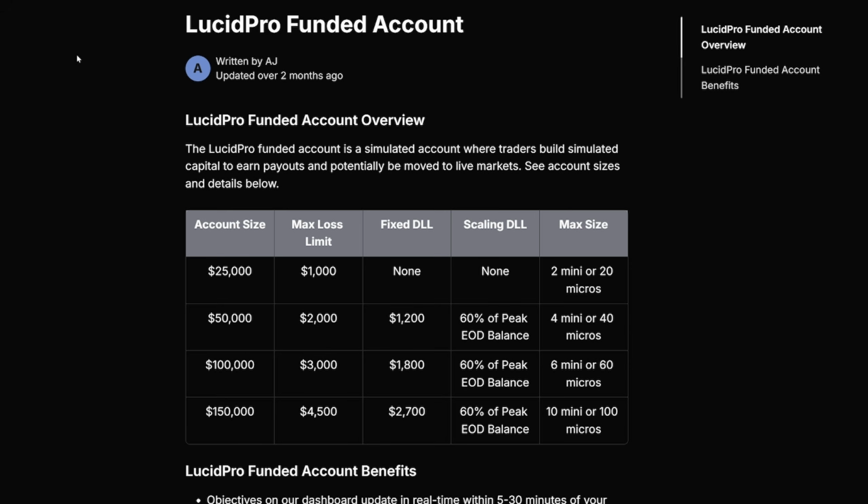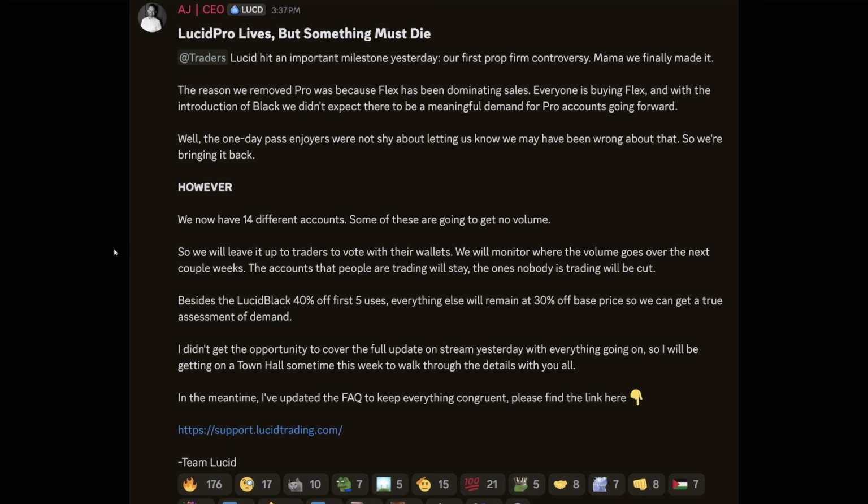However, when we come over to the FAQ and look at the Lucid Pro funded account, once you get the account funded, notice they have 60% of the peak end of the day balance is what your scaling DLL is going to be. So as a trader makes more and more money, they have the ability to have a larger daily loss limit, which I do find this type of daily loss limit is quite unique to Lucid Trading. I haven't seen other prop firms implement this type of daily loss limit. So now before we jump in and look at the payout policies and whatnot, let's take a look at what the CEO had to say.